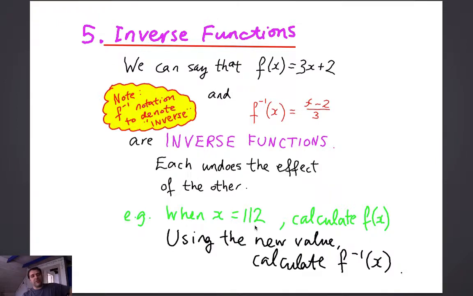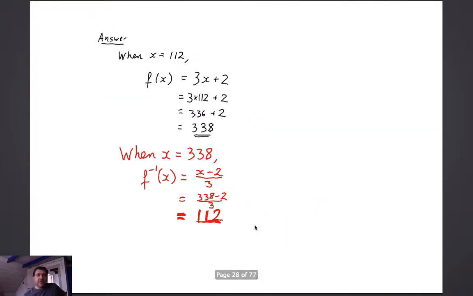Okay, so I hope you paused the video. Here it comes. So if you put 112 into f of x, you get 3x plus 2, which is 3 times 112 plus 2, which is 336 plus 2, which is 338. And then if you take that 338 and put it into the inverse function, so x minus 2 over 3, you get 338 minus 2 divided by 3, which takes you back to 112.